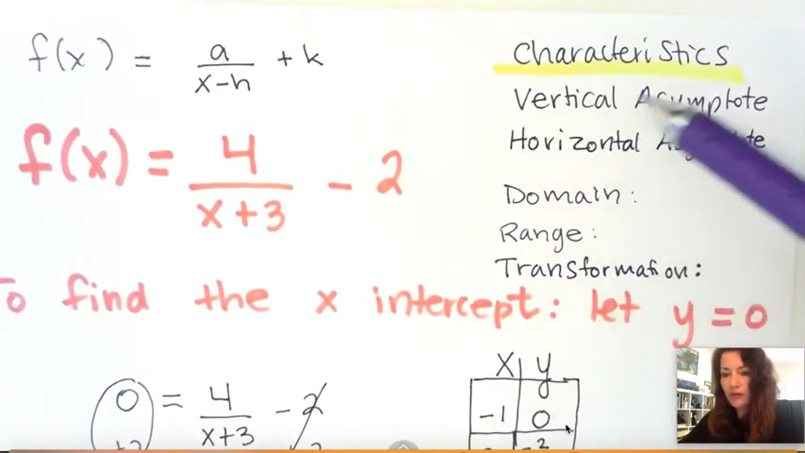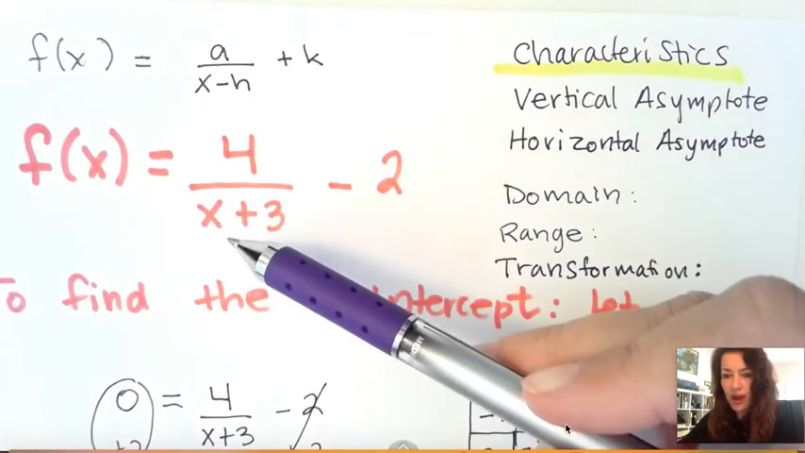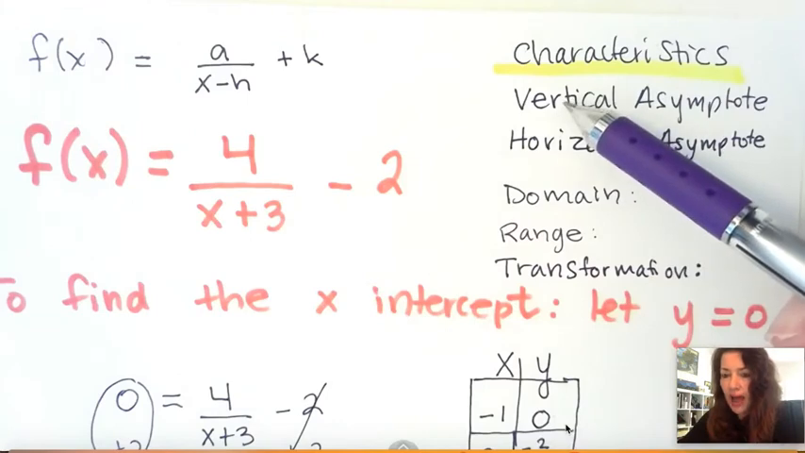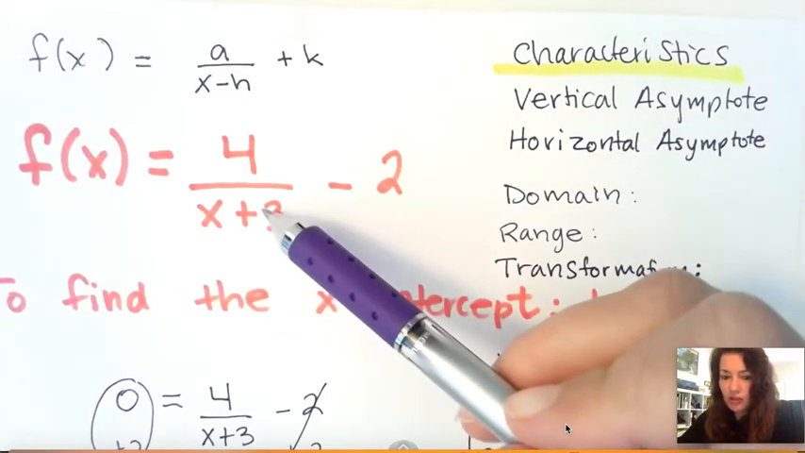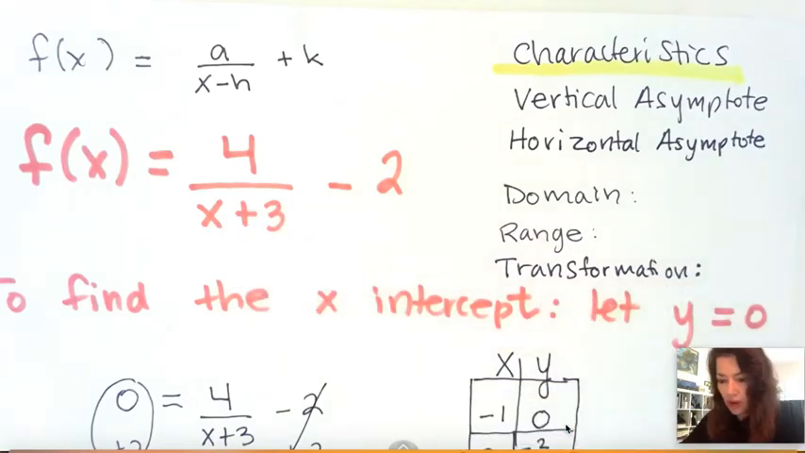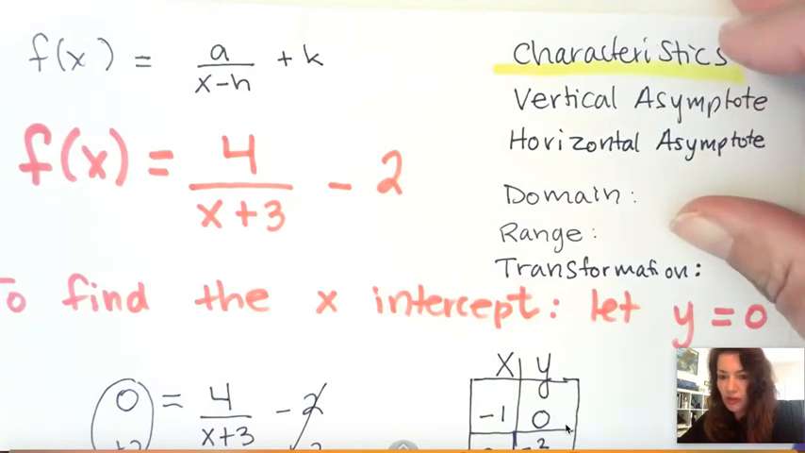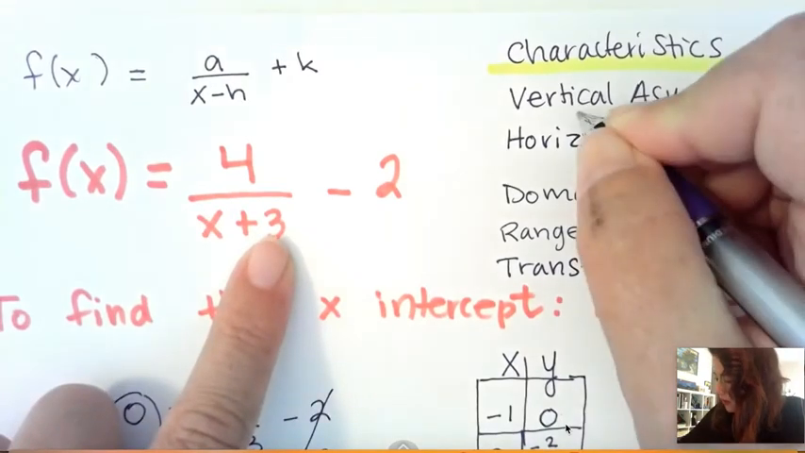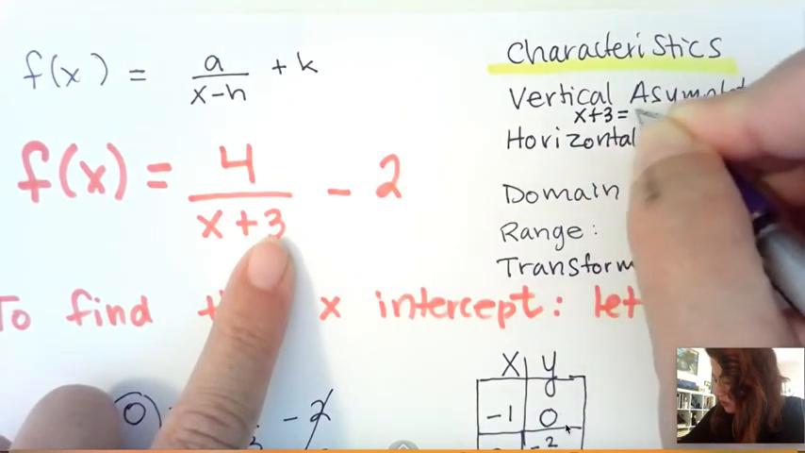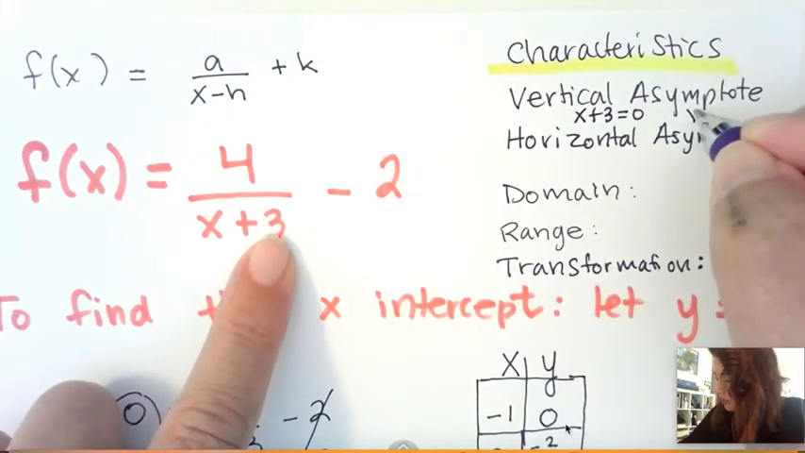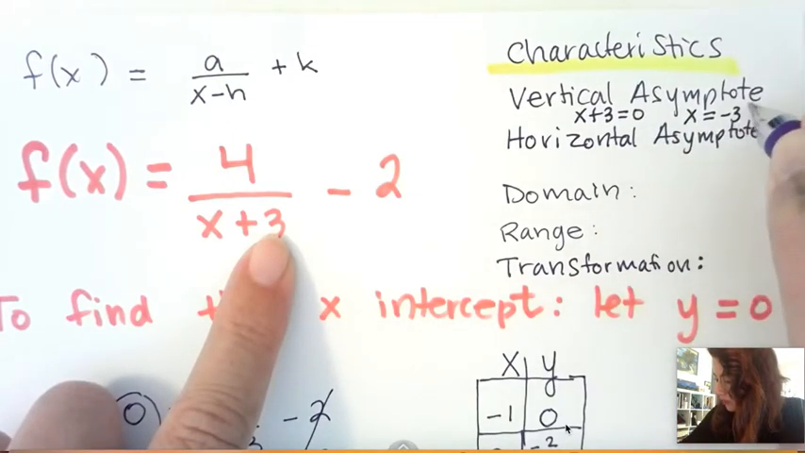We want to know what our vertical asymptote is for this graph. Well, as I mentioned in previous videos, for a vertical asymptote you need to look at the denominator, and whatever would make the denominator 0 is going to be your vertical asymptote. So you can just say x plus 3 equals 0 right here. Subtract 3 on both sides. So our vertical asymptote is x equals negative 3.